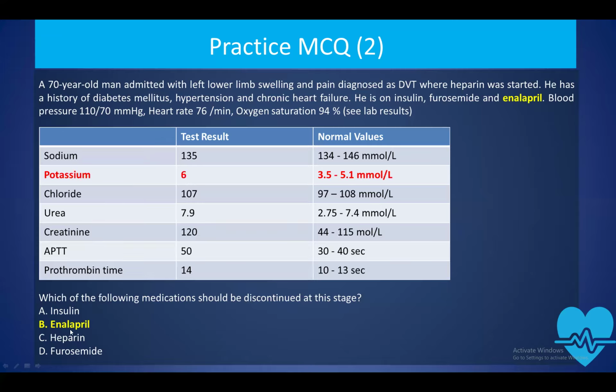The answer is enalapril, because this patient's potassium is 6, which is pretty high. Upper limit is 5.1 and this patient has 6 potassium. So this patient has hyperkalemia, and hyperkalemia can be dangerous. It can cause cardiac arrhythmias. ACE inhibitors such as enalapril increase potassium levels in the body. So this patient's potassium is high because of enalapril. So we will stop it.